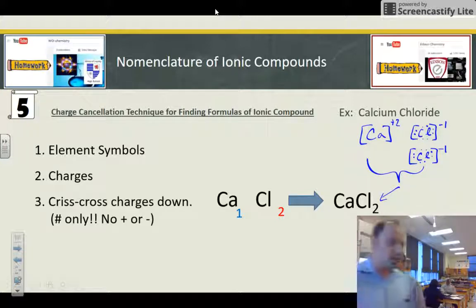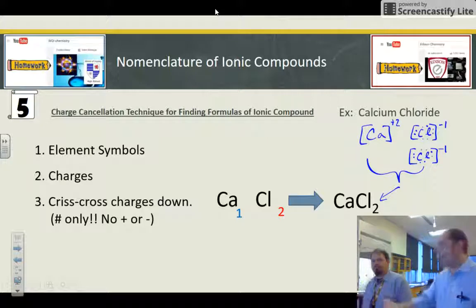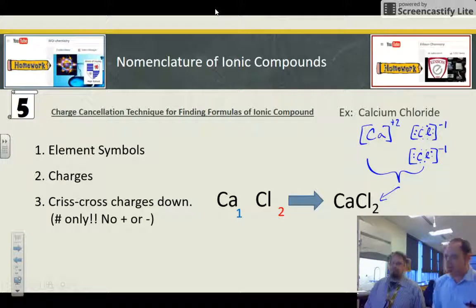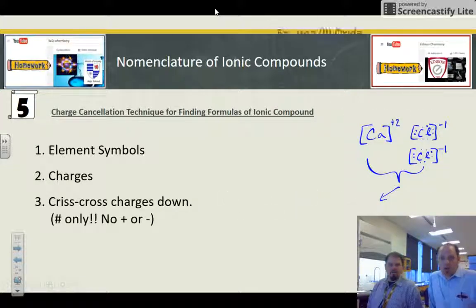While Mr. Milks was explaining that, I drew exactly how I would do it. That's not the crisscross drop down, but it is a charge cancellation technique. It's actually the draw out and count. I've got 1 Ca and 2 Cls. That's how I get to the same exact answer. Correct. Okay, I think we got 1 polyatomic.